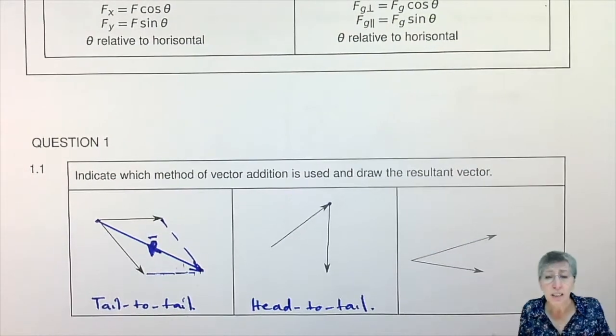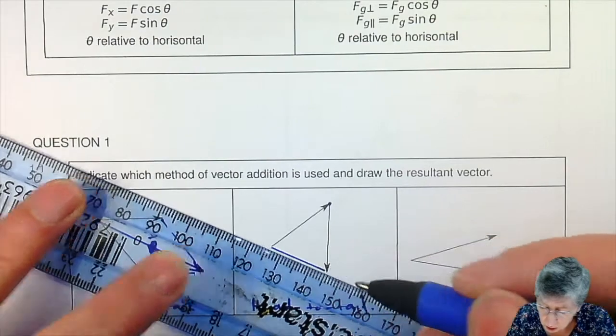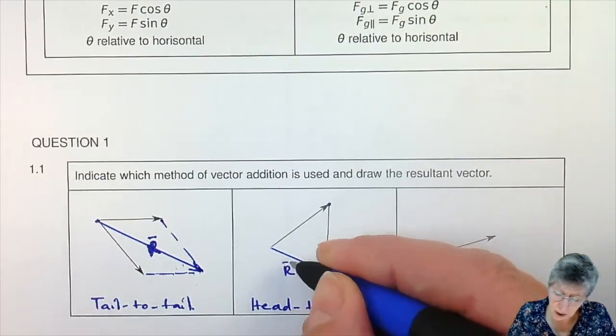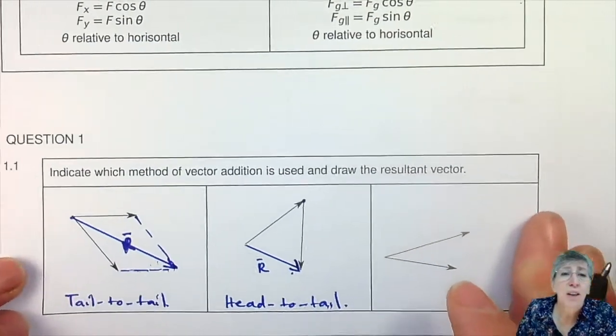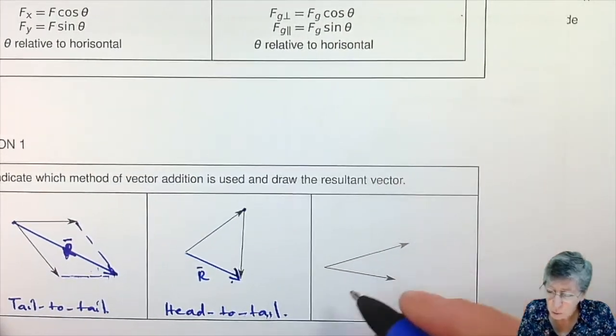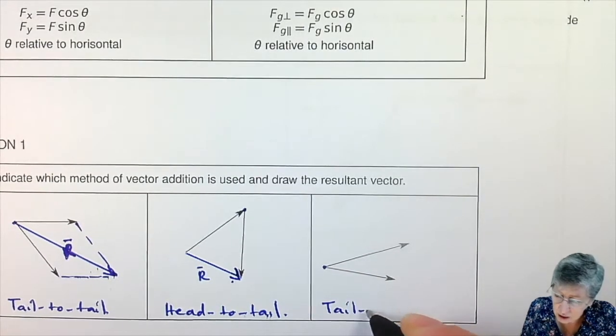Right, next up, if you look at this one, over there you will see this is head to tail. And for head to tail, the resultant starts where the first vector starts and ends where the last one ends. So the resultant is over there, and remember to have an arrow, otherwise it's not a vector, it doesn't have direction. Right, here once again, if you look there, you will see tail and tail, so this is tail to tail.